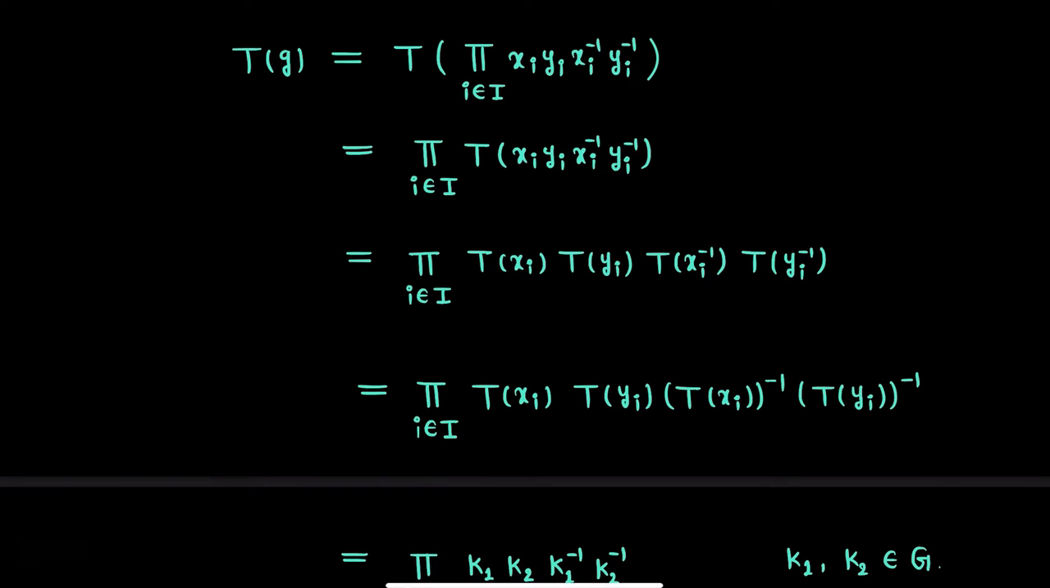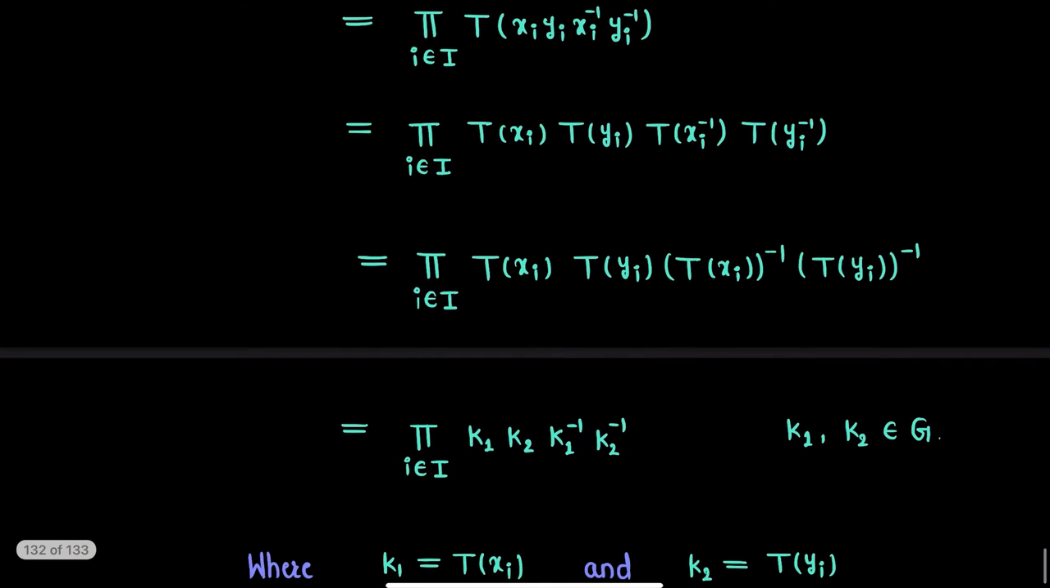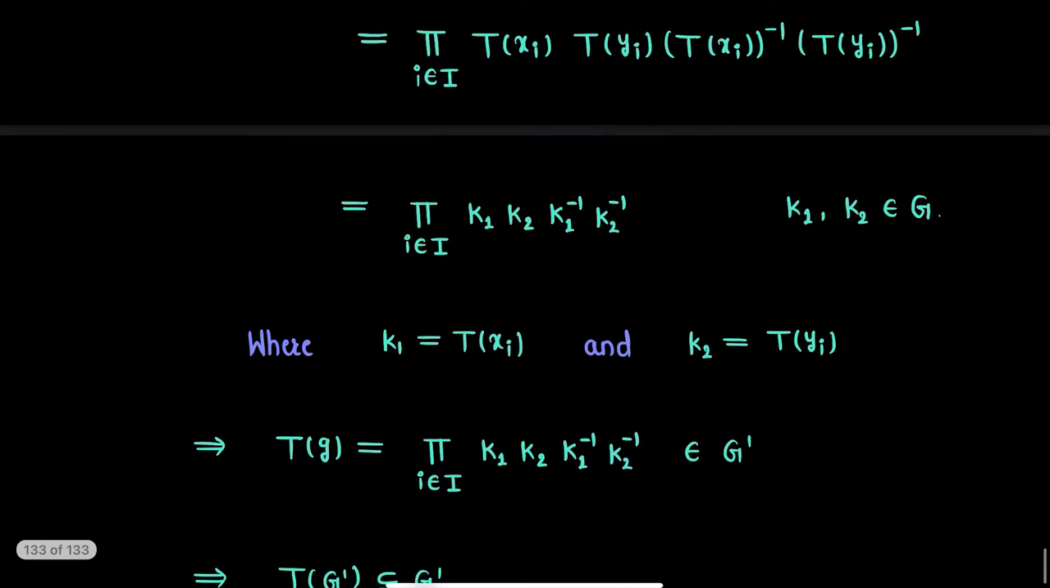which is equal to the product of T(x_i), T(y_i), and now T(x_i inverse) will be the inverse of T(x_i), and T(y_i inverse) will be the inverse of T(y_i). Now again this can be written as the product k1 k2 k1 inverse k2 inverse, where k1 and k2 are elements in group G, with k1 equal to T(x_i) and k2 equal to T(y_i).